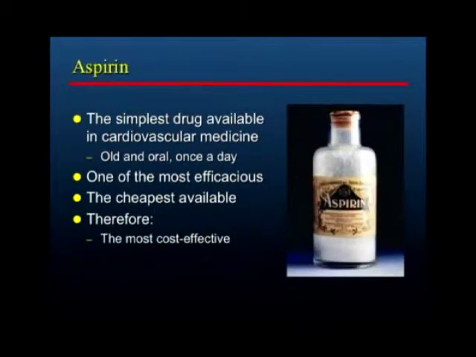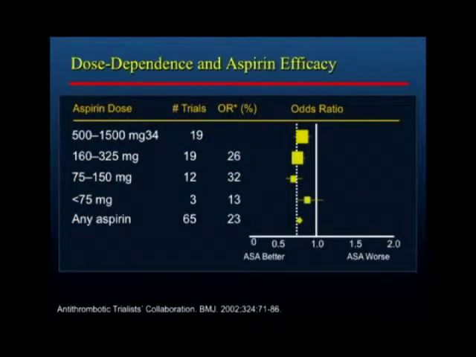So we'll talk about aspirin first. Obviously, it's a very simple drug. It's the cheapest. It's been around for well over a century. It's one of the cheapest, most efficacious cost-for-cost medications that we use. There's a plethora of data for this right now.